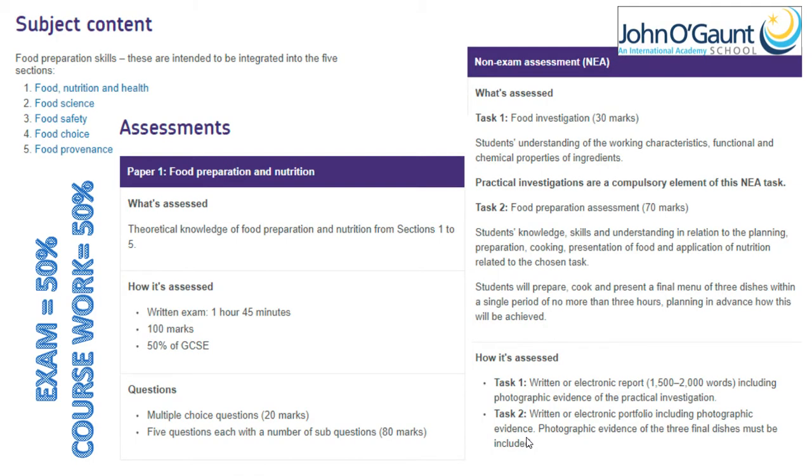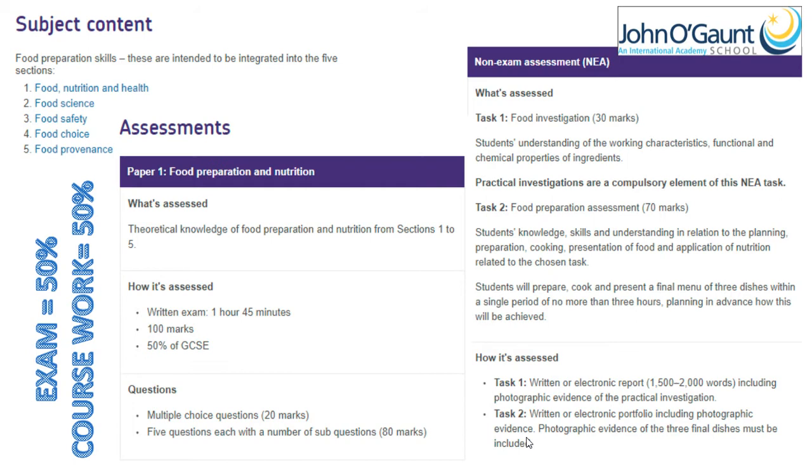Course content. So in year 10, we look at the theoretical knowledge of food preparation and nutrition from the 5 sections, the 5 areas, okay? And we link the theoretical knowledge and the theory side of food to practical makes, so that it makes it really fun to do in the food room, in the kitchen, okay? And this links to the exam that you're going to take, which is 50% of your mark. You take that exam at the end of year 11 and it's 1 hour and 45 minutes. And like I said, it's 50% of your GCSE mark.